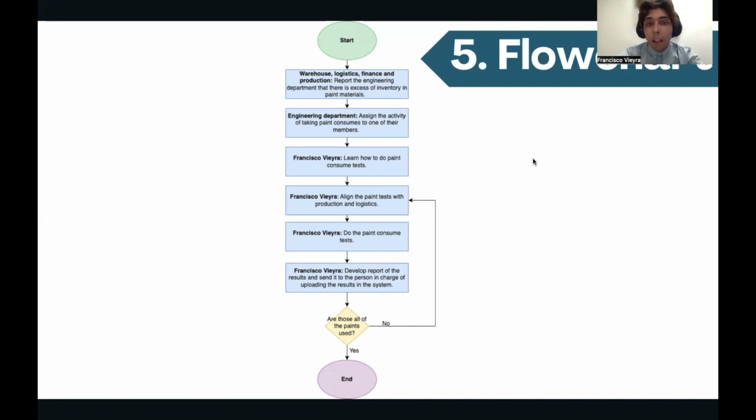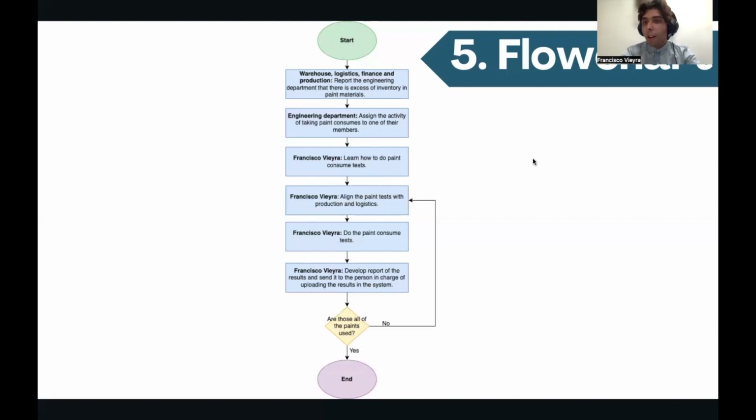Then I researched how to do the paint consumes because I didn't know how to do it. But when it was assigned to me, I began to learn how to do it, and I learned it in the first trial. Then align the paint test with production and logistics. Then do the paint consume test.